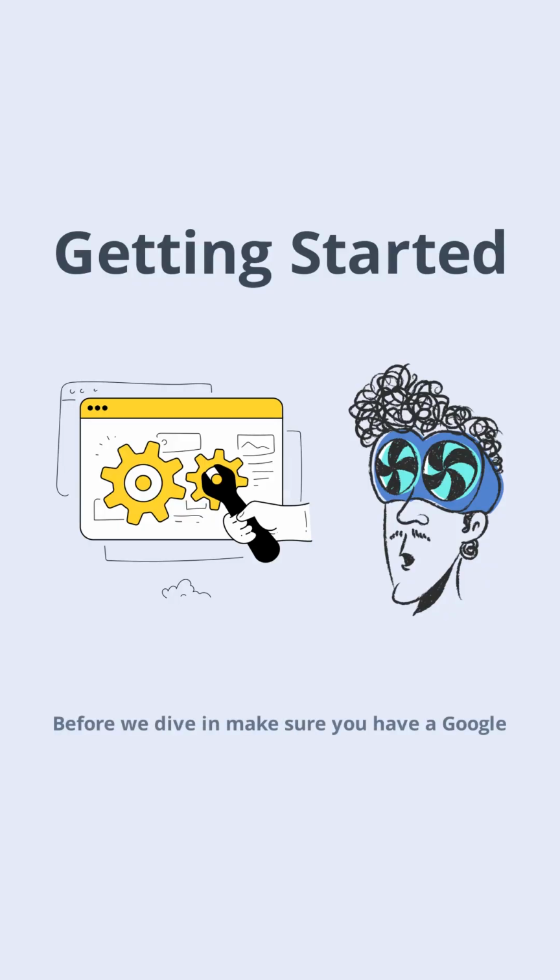Before we dive in, make sure you have a Google account and are signed in at gemini.google.com/app. Also, check that your Gemini plan supports image generation. This is essential for accessing all the features we'll cover. Finally, ensure you're using a reliable browser and have a stable internet connection. With these prerequisites in place, you're ready to unlock Gemini's creative potential.